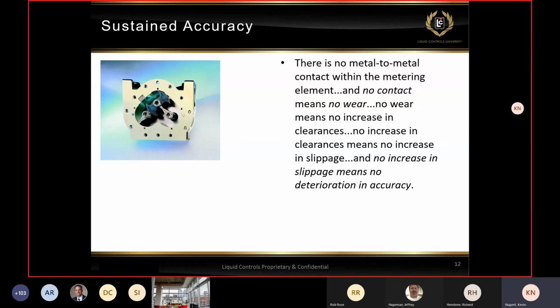When we introduce liquid into the meter and the rotors start turning, those parts don't touch one another. If they don't touch, there's no wear. So the tolerances remain, they don't increase. And if they don't increase, there's no slippage. So if the parts don't wear and there's no slippage, what that means is we can sustain the accuracy over longer periods of time. And in future slides, we'll see other metering principles that may not be able to make that claim.